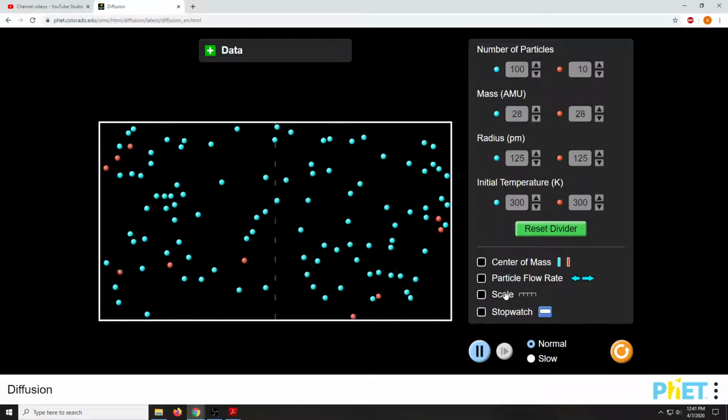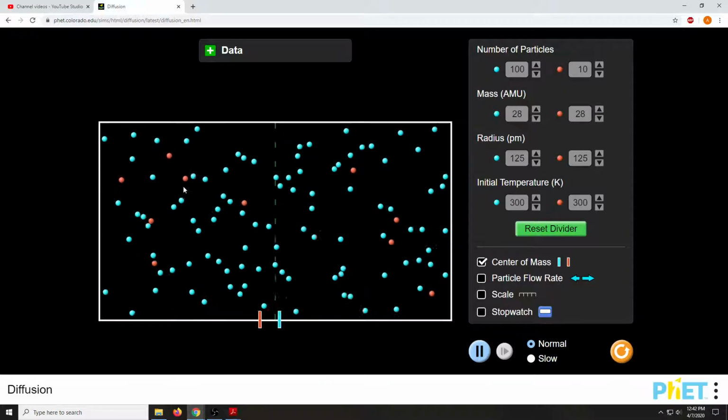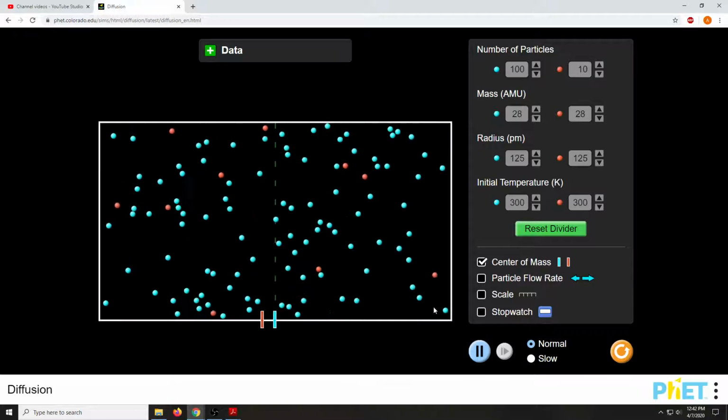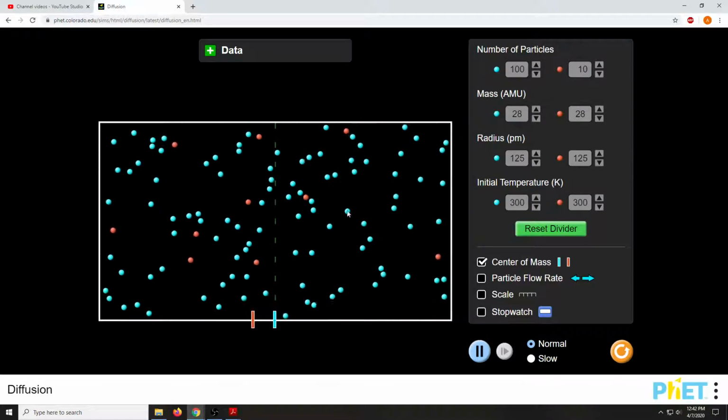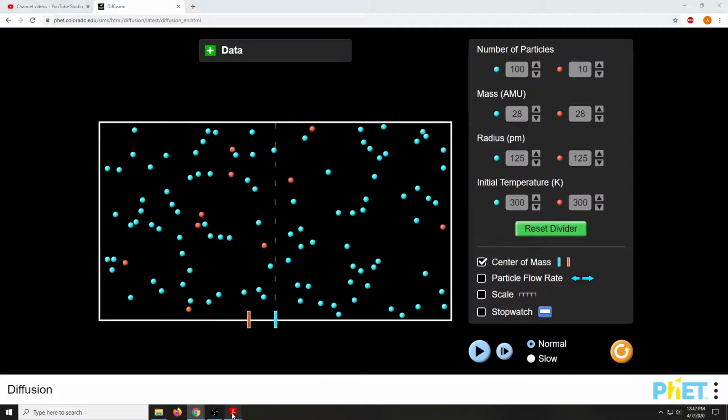You can see right about now, everything's kind of even. If we look at the center of mass, it's right there, so it's pretty much spread out. If you spray perfume over here, and then the red stuff expanded, now the perfume is everywhere in the room, and that's an example of diffusion.